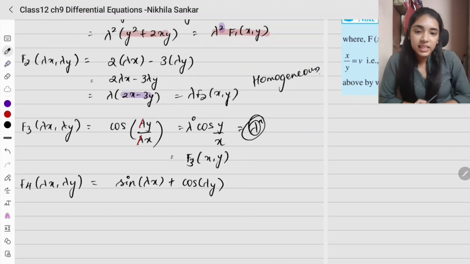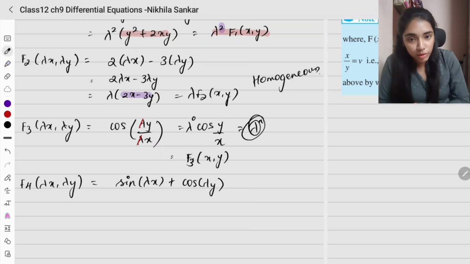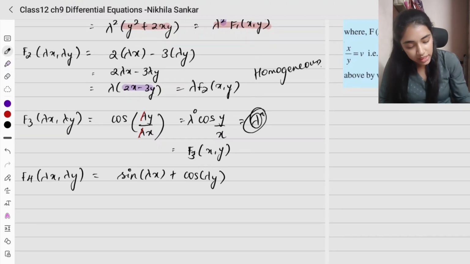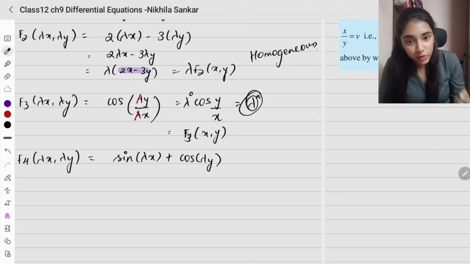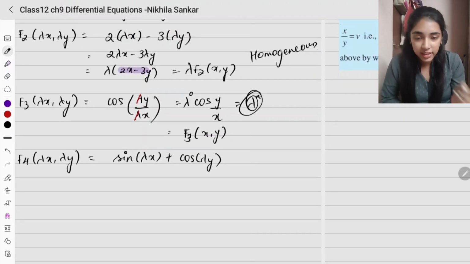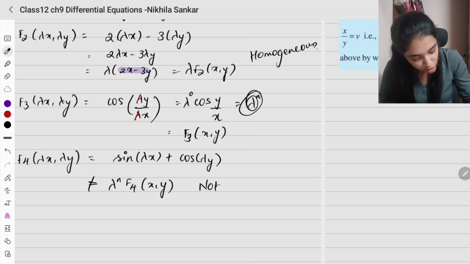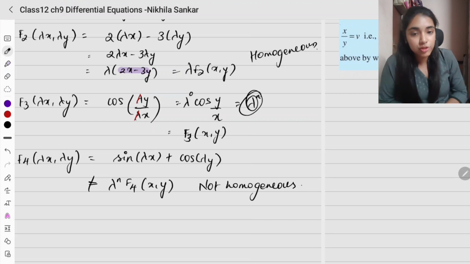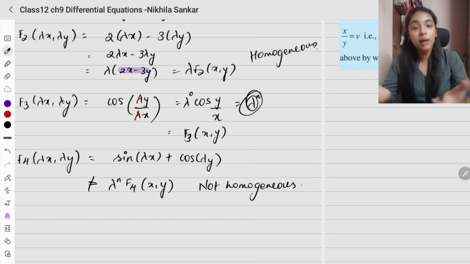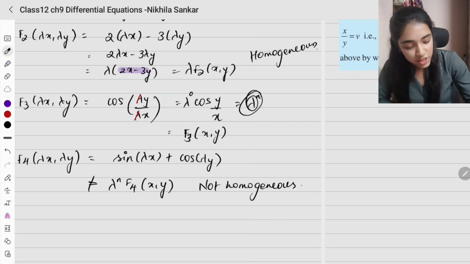But can we take lambda out of cos theta? We should not. cos 2 theta is cos 2 theta only. You cannot take the 2 outside. Correct? So this you cannot further simplify. You cannot take the lambda outside as common, nothing like that can be done. So this is not of the form lambda to the power n times f4 of x comma y. So this is not homogeneous. Okay? First we check whether it is homogeneous or not, and then we are going to solve. So now we have checked how to do it.